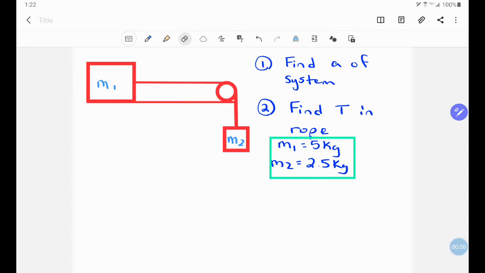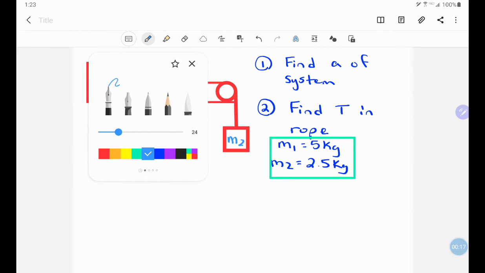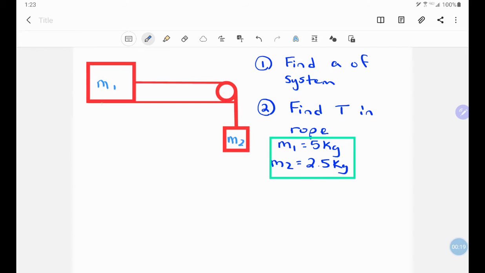Hi guys, here I've got a basic Atwood machine problem, and I'd like to find the acceleration of the system and find T, the tension in the rope. I'm told that mass 1 is 5 kilograms, and mass 2 is 2.5 kilograms. So let's begin with the forces on mass 1 and mass 2.